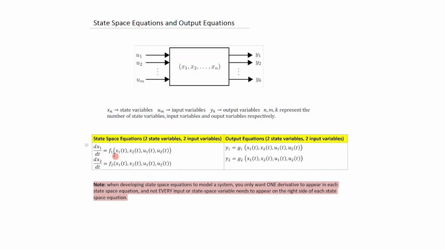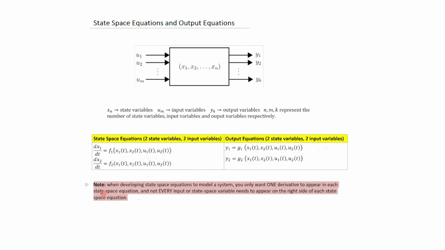And these are functions of x1, x2, the two state variables, u1 input variable, u2 input variable. In this case, there are two input variables. So it could be a function of both of them, one of them, maybe none of them. And for the second state variable, the derivative of x2 with respect to t would be a different function of the state variables x1, x2, input variables u1, u2. You also have the output equations, which would typically involve the two state variables and the two input variables. So you might have two outputs, you might only have one output. I've just basically shown an example with two outputs.